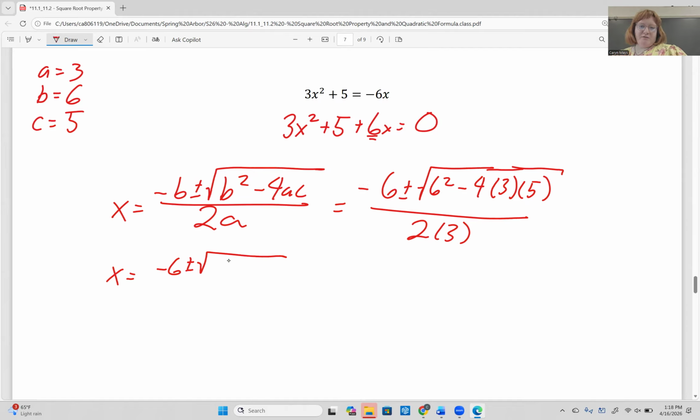What is 6 squared? What is 4 times 3 times 5? And 2 times 3 is 6. 36 minus 60 is -24.